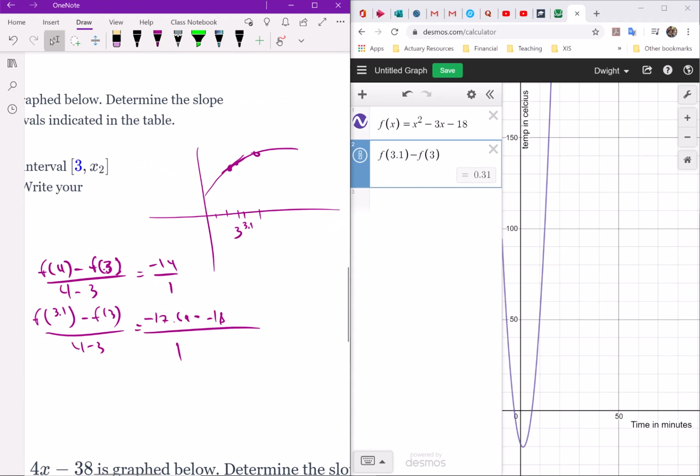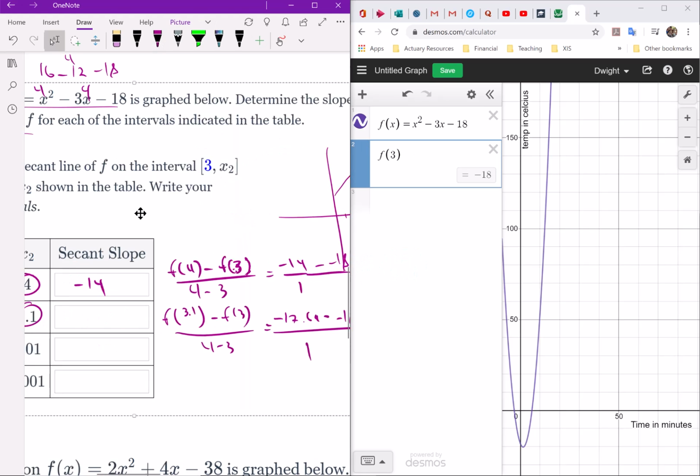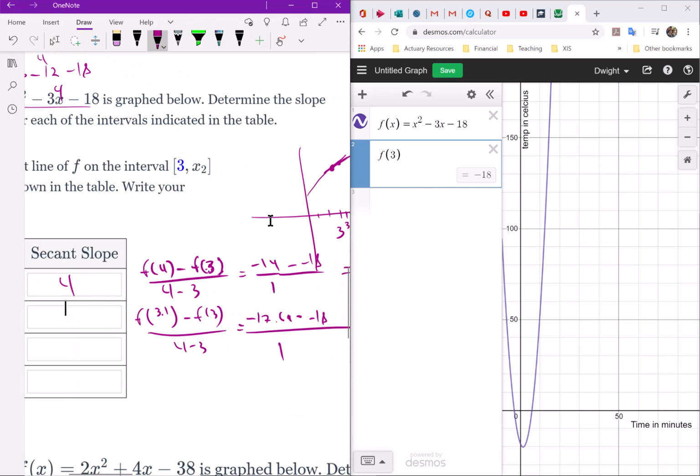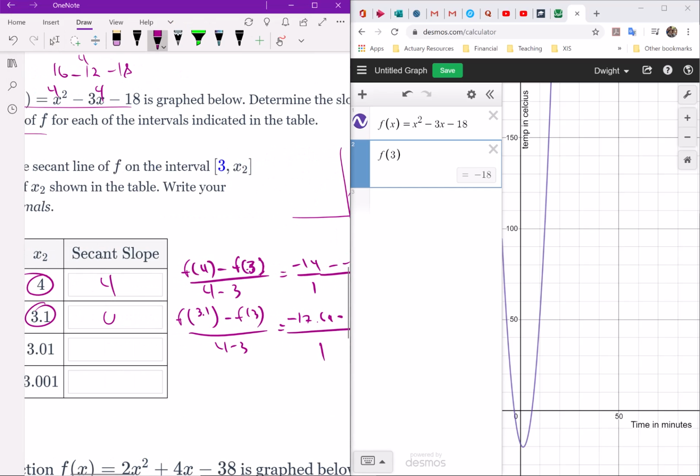So we're getting 0.31. What I messed up here is I forgot to subtract f of 3. F of 3 is, we just did it and I forgot it already, negative 18. And so if we actually get this, we're getting 4, right? So this should be 4, not negative 14. Hey now. 4. And then this one is 0.31.